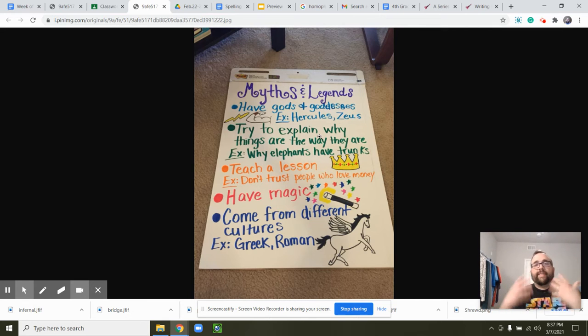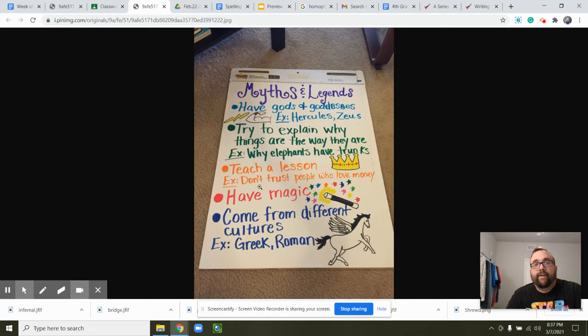So, what do myths do? We kind of know now who's in a myth, the kind of characters. But what do myths do? Well, they try to explain why things are the way they are. Example, why elephants have trunks, or why there's the sun in the sky. There is a South American myth that there is a god that brings the sun, and that's very similar in Greek mythology. You have Apollo who brings the sun across with his chariot. So it explains why things are the way they are. Before science, you had myths.